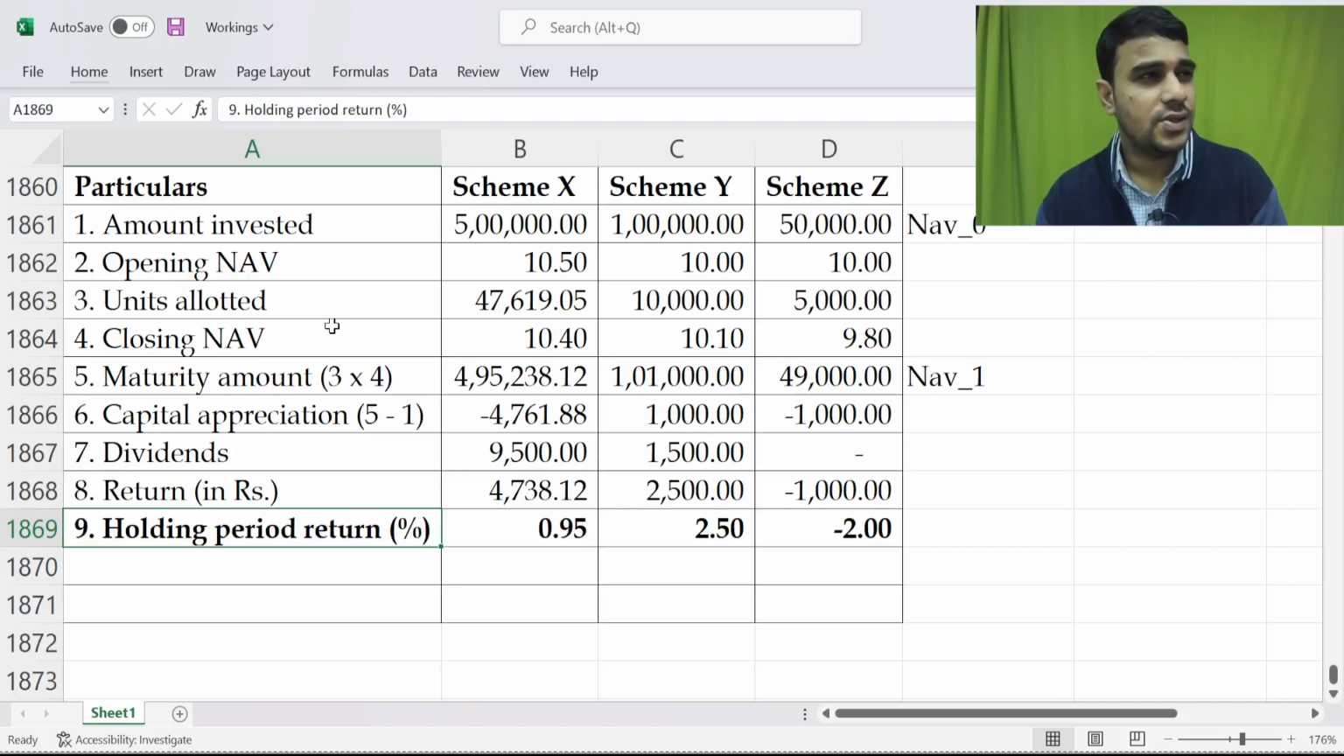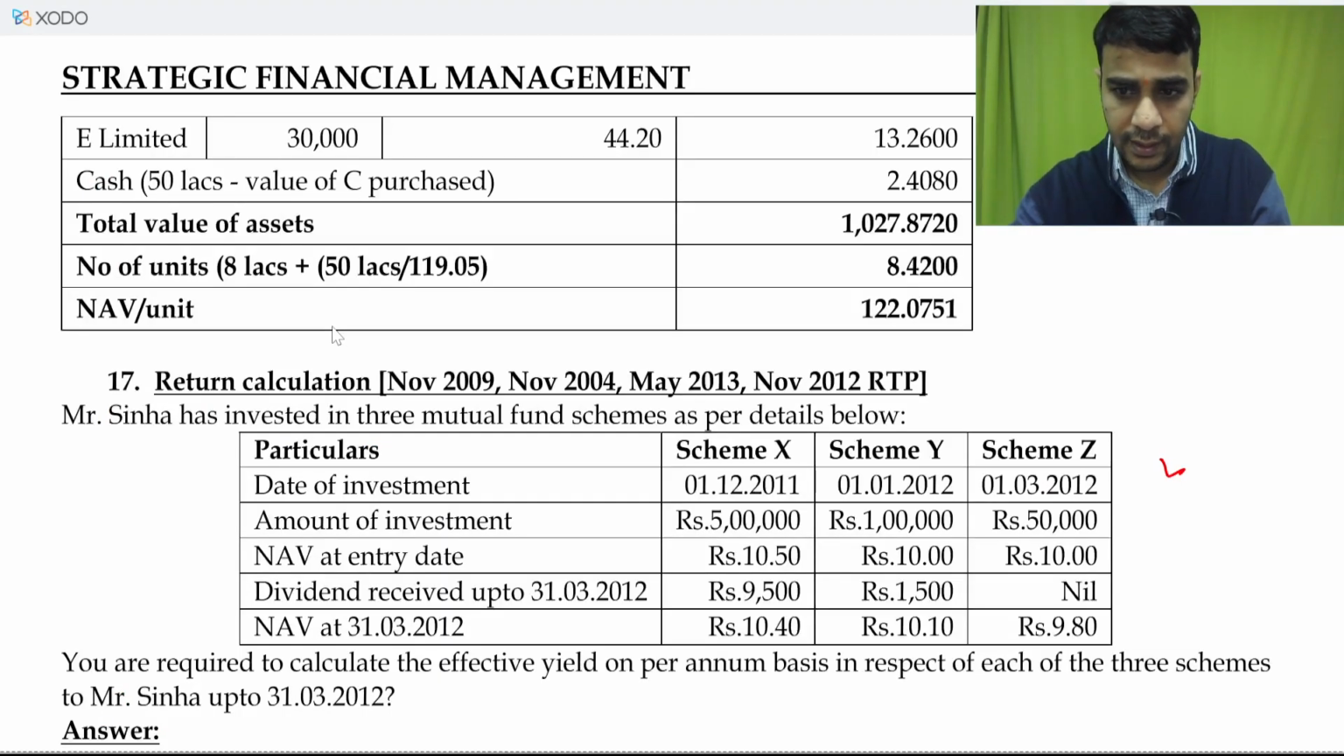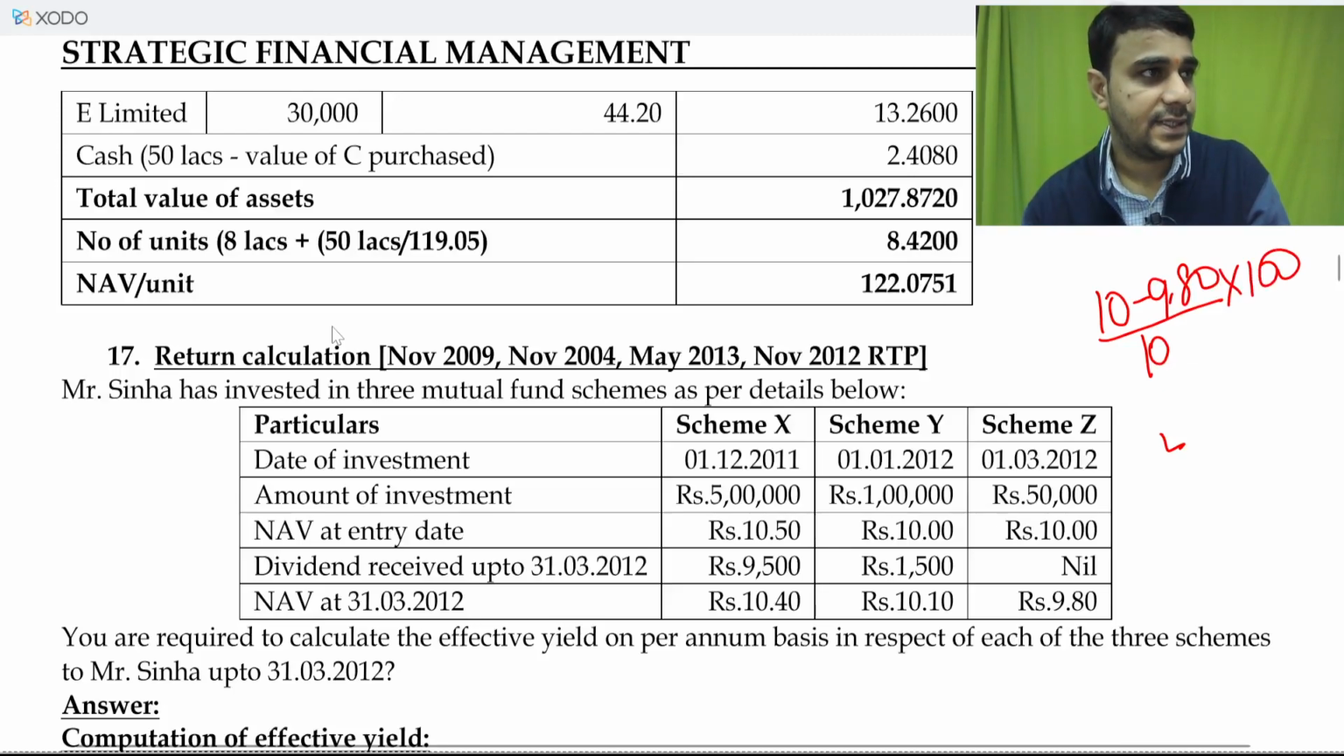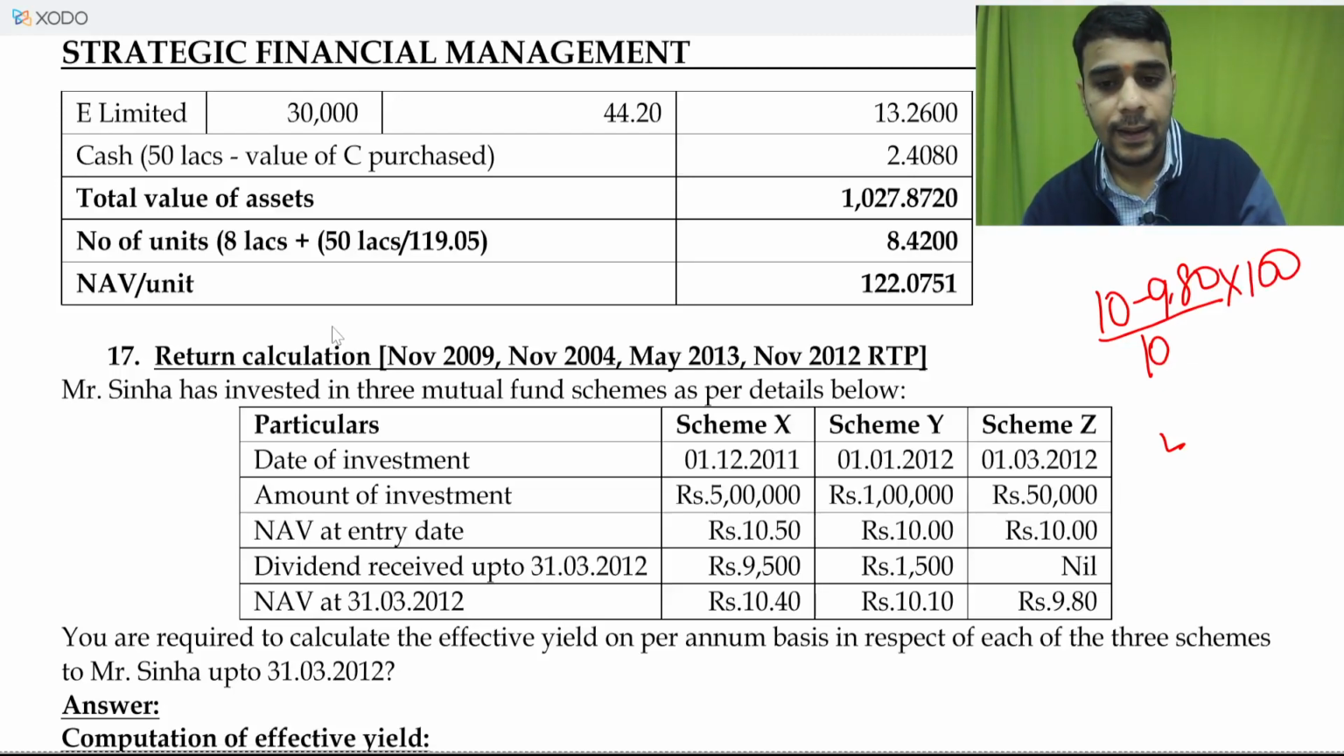Now I could have got this faster also instead of doing all this calculation, but maybe there will be some step marks associated with this. That's why I've done this calculation. How I could have calculated this is, scheme Z is the easiest. Let me first quickly show. 10 minus 9.8 by 10 into 100. NAV1 minus NAV0 plus D1 plus CG1. There were no dividends. 10 minus 9.8 divided by 10 into 100.